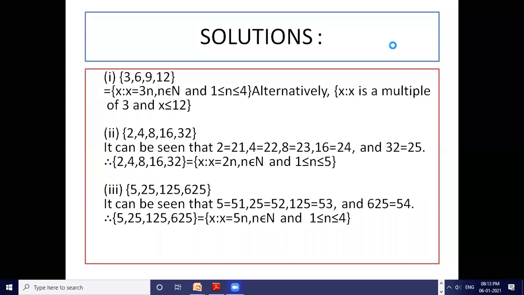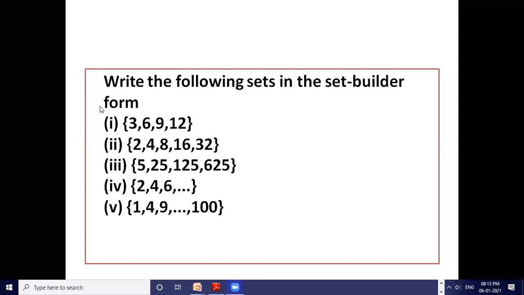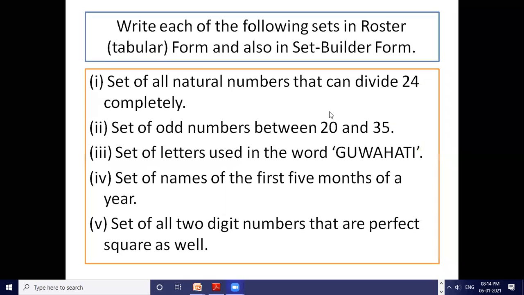Okay, सबका solution दिखा दिया मैंने. Clear? सारे solution हो गया. आप आते हैं next question पे. Next question मैं पूछ रहा हूँ. Write each of these following in tabular form. And please remember that in the tabular form, we also call it as a roster form. Okay. So set of all natural numbers that can divide 24 completely.